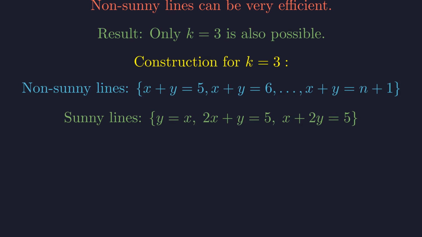We can cover these 6 points with a special set of 3 sunny lines, y equals x, 2x plus y equals 5, and x plus 2y equals 5. This construction is complete. The n-3 diagonal lines cover the outer region, and the 3 sunny lines cover the inner core. The total number of lines is n, and exactly 3 are sunny.